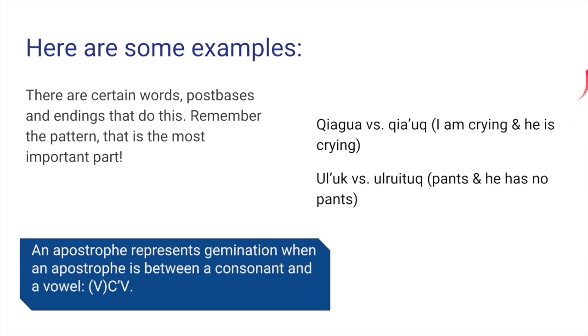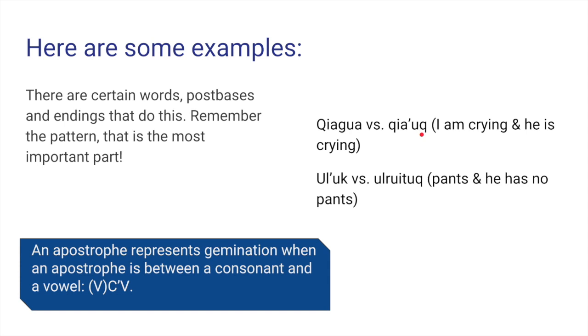So in kiahua, the fricative is here because there's two vowels after the fricative. But when you change it to kiauk, we have one vowel after the fricative, and so the fricative is dropped, and we replace it with an apostrophe. Now, the first one means I'm crying, and the second one is he's crying. So kiahua and kiauk.